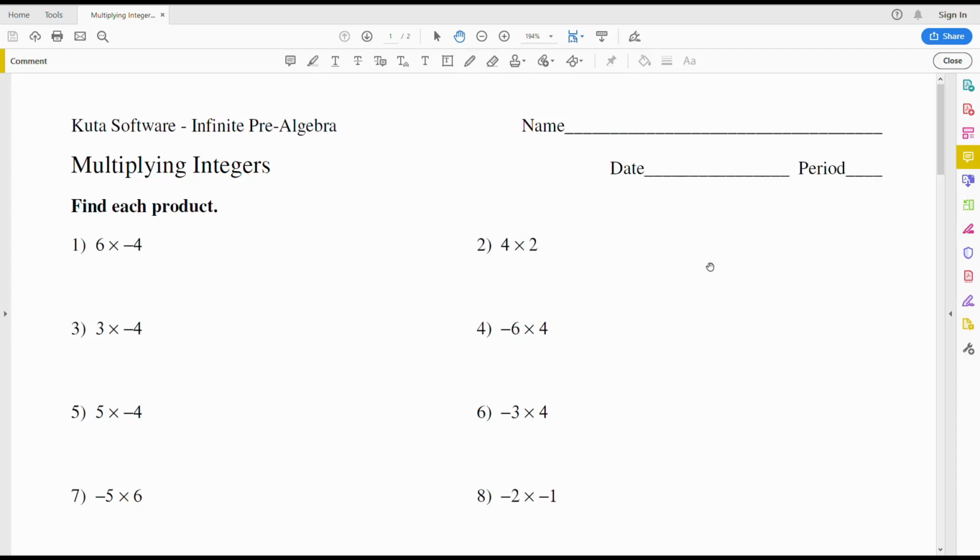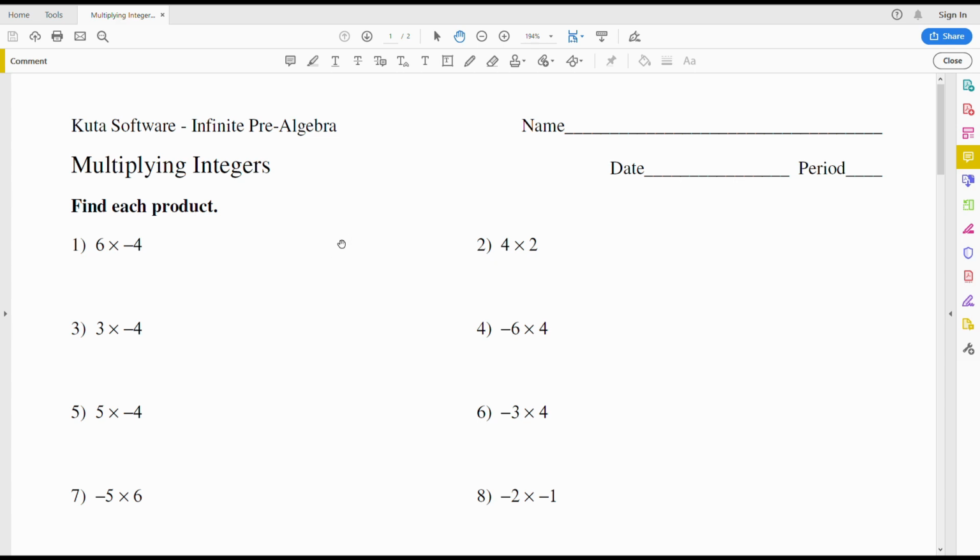In this video, we're going to complete the Kuta Software Infinite Pre-Algebra free worksheet, multiplying integers. For numbers 1 through 24, which is this entire worksheet, we're going to find each product. Before we jump into this worksheet, let's go over a quick table that's going to be useful when figuring out whether our solution is positive or negative.